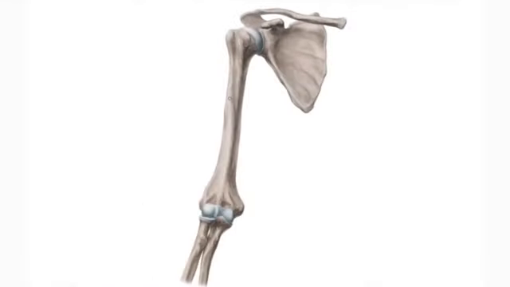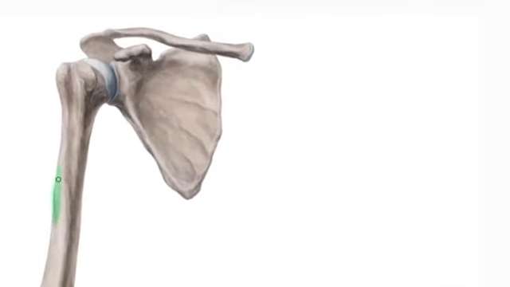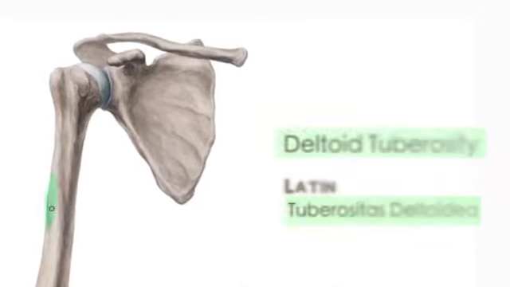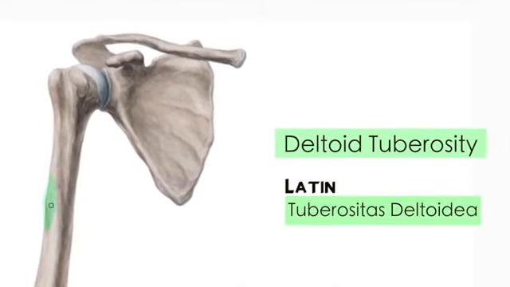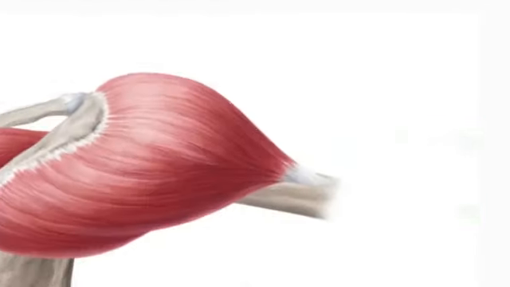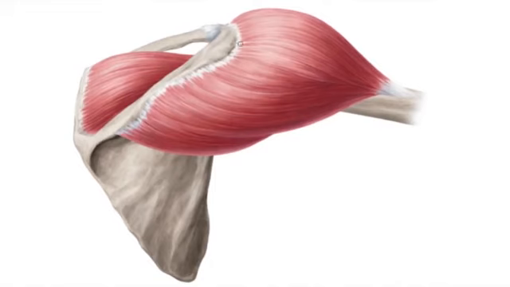If we move distally, we're going to find here a tuberosity, and this is known as the deltoid tuberosity. As the name indicates, this is where the deltoid muscle is going to insert. So you have here an image of the deltoid muscle, and it's using the deltoid tuberosity on the humerus to insert.